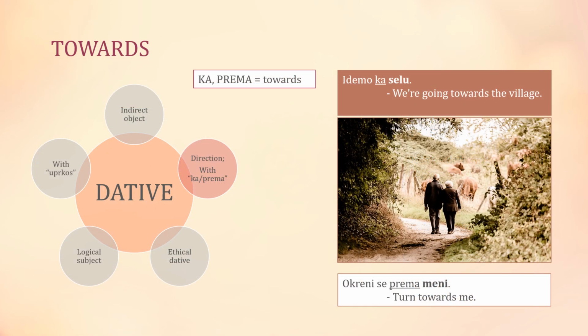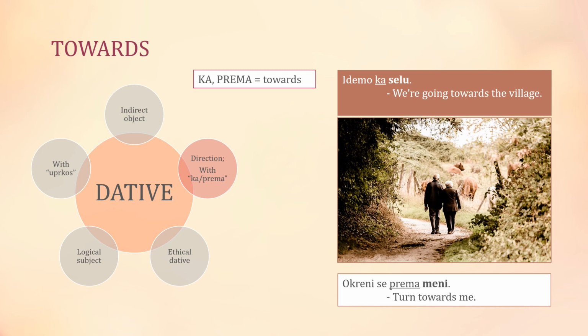Okay, so we've seen the dative serving the purpose of an indirect object. What more purposes can the dative have? One of them is to signify direction, and it goes with the preposition ka or prema, meaning towards. Idemo ka selu. We're going towards the village. Selu is the dative here, the thing that you're going towards. That comes after ka or prema. Idemo ka selu.